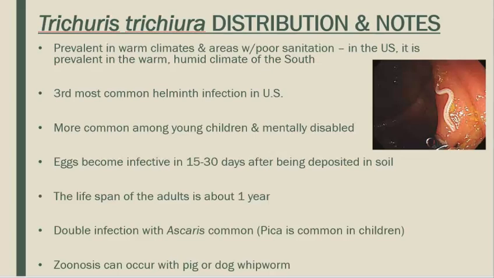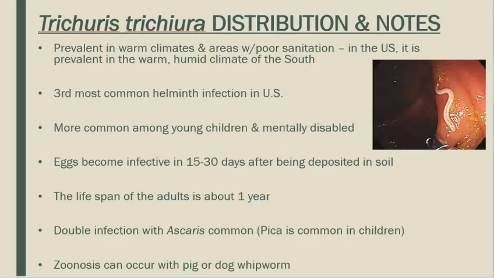Okay, what's the distribution for our whipworms? They're prevalent in warm climates and areas of poor sanitation. In the U.S., it is prevalent in warm, humid climates in the South. It's the third most common helminth in the U.S. as far as infections. It's more common amongst children and the mentally disabled population. Eggs become infective in 15 to 30 days after being deposited in the soil. The lifespan of adult worms is about a year.